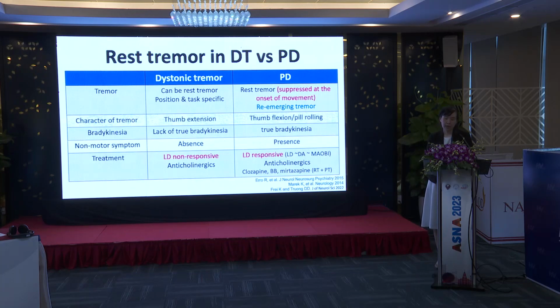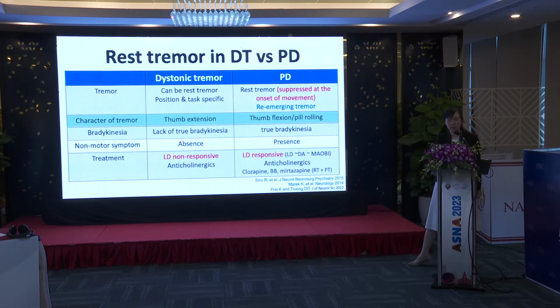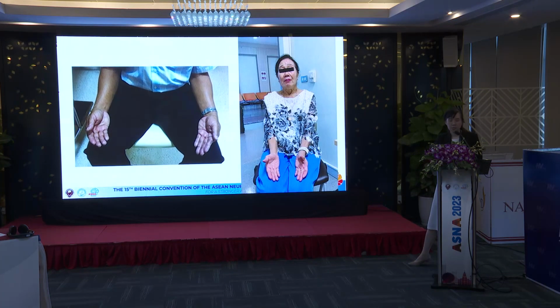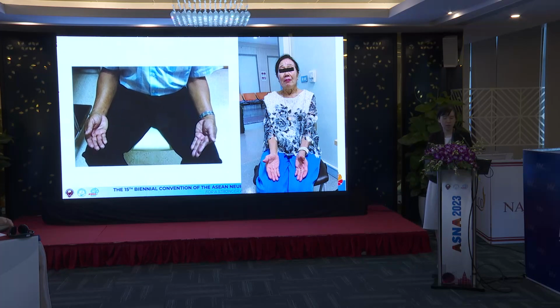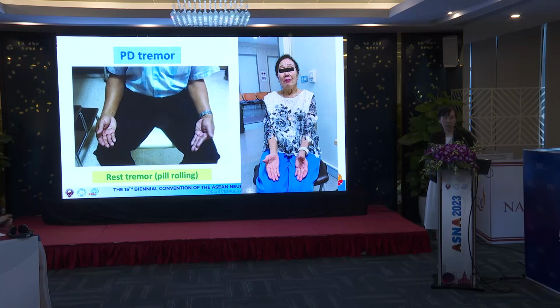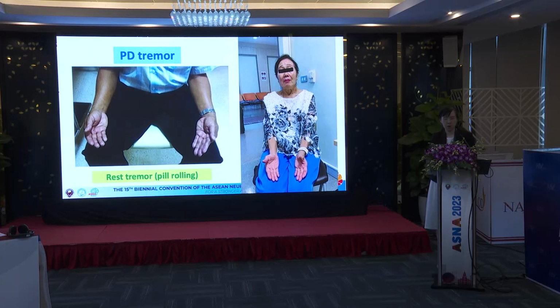You can also look at the position of the thumb. The PD tremor is usually pill-rolling like this, and the thumb is going to be in flexion, while in dystonic tremor, the patient has an extension of the thumb, and the tremor could be flexion-extension like this. And you have to look at the bradykinesia and non-motor symptoms that can be present in Parkinson's disease. This is an example of pill-rolling tremor. I think everyone agrees that you usually see this kind of tremor in the clinic at rest. So this is Parkinson's disease tremor.